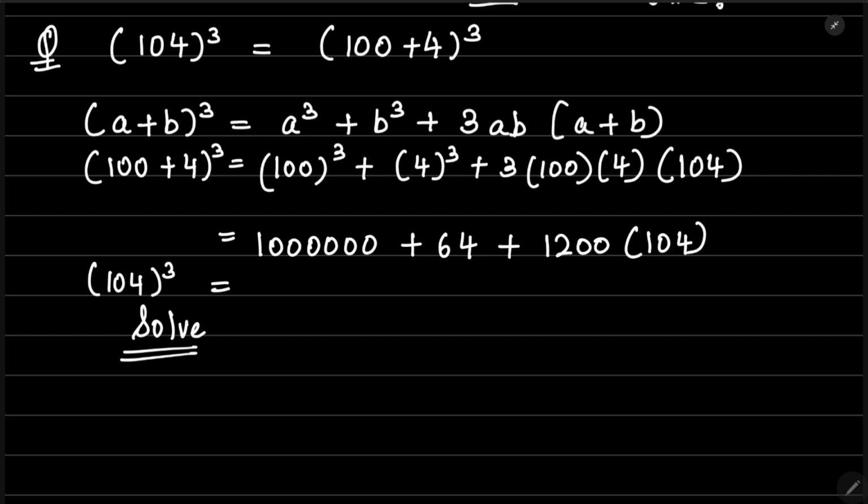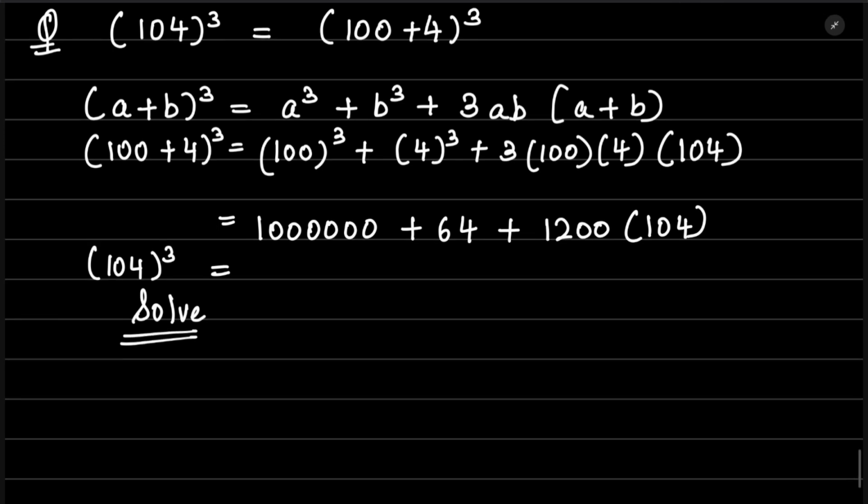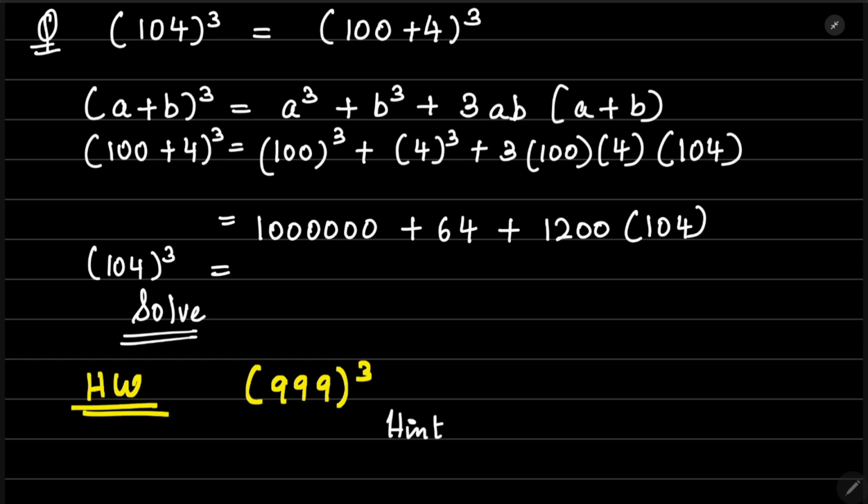Okay, the next question is again your homework. The question is nothing but what is 999 the whole cube. So how will you be able to do it? Let me give you a hint. It is nothing but 1000 minus 1 the whole cube, right?